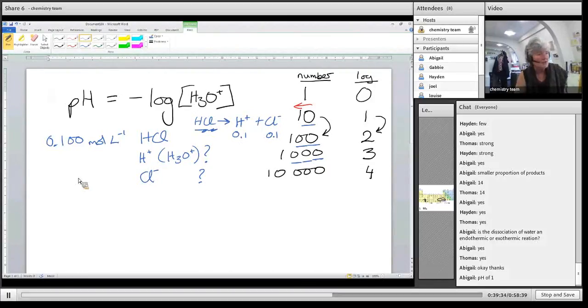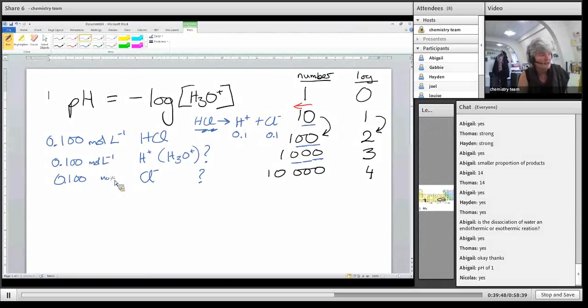So this is the concentration. Do you all see that I'm going to have 0.1 mole per liter for each ion?